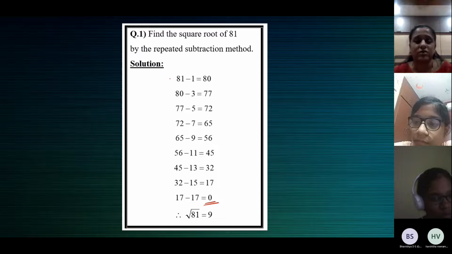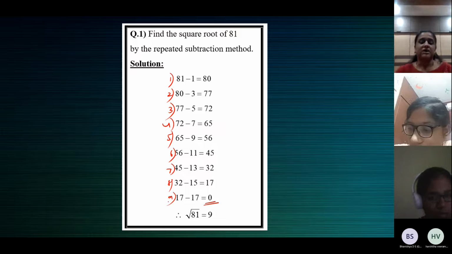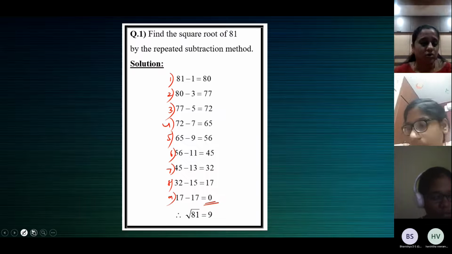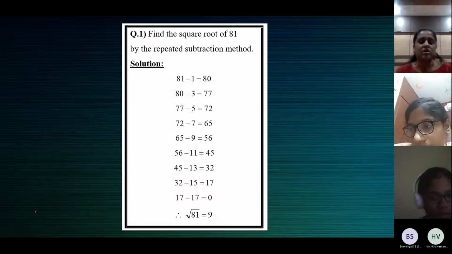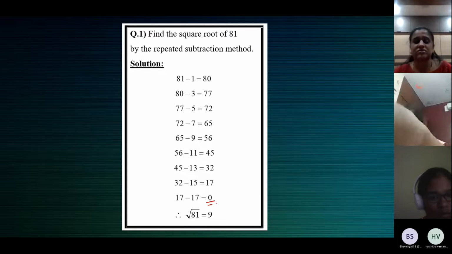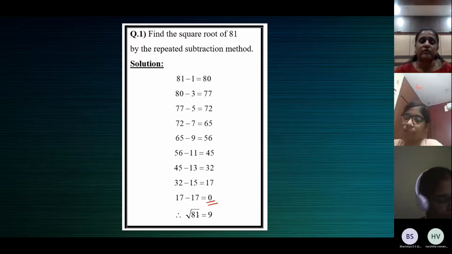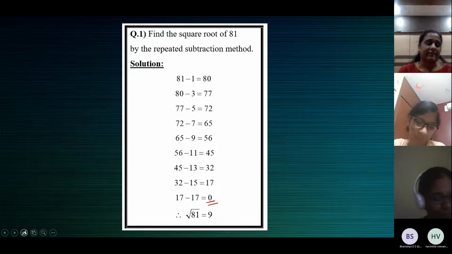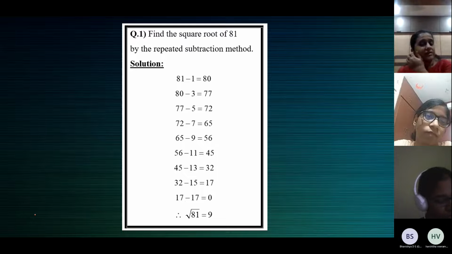So how many steps? 1, 2, 3, 4, 5, 6, 7, 8, 9 steps. It has taken us 9 steps, or we've used the first 9 odd numbers, to get the result as 0. So the square root of 81 is 9.